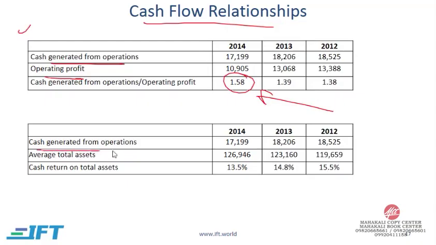Then he looks at cash generated from operations divided by average total assets. So the overall efficiency of the assets, how well are the assets being used? And here there is cause for concern, because in 2012 the number was 15.5%. Then the number went down and it went further down in 2014. So here there is some concern because the cash return on total assets is going down.